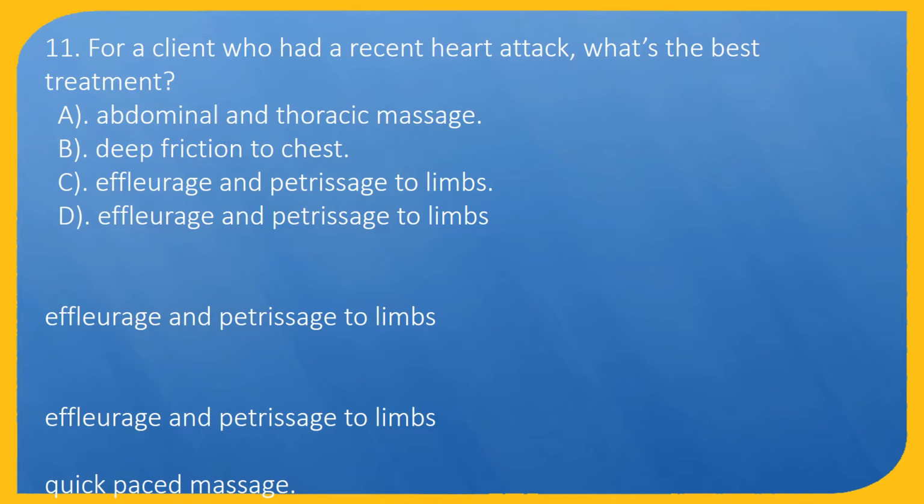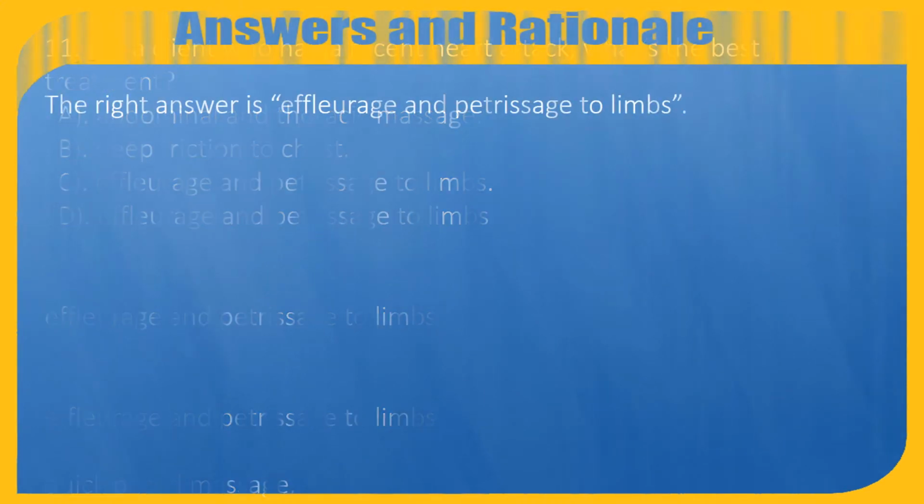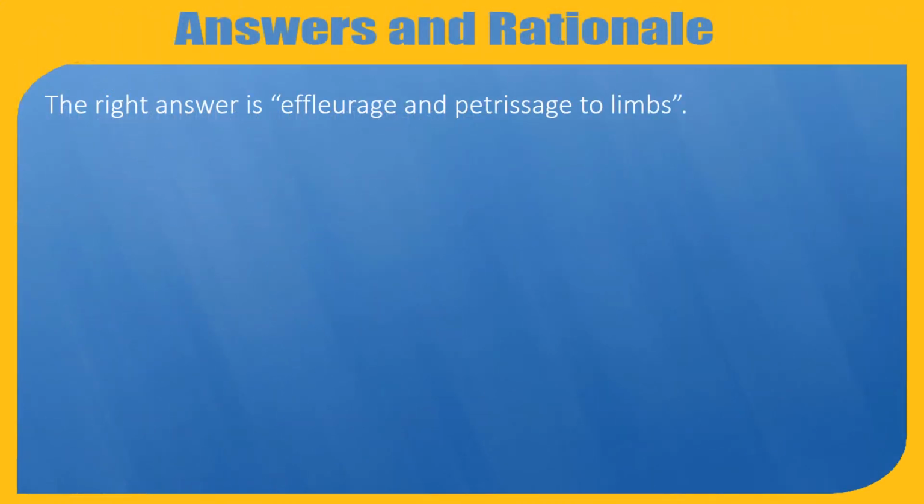Question 11. For a client who had a recent heart attack, what's the best treatment? A. Abdominal and thoracic massage. B. Deep friction to chest. C. Effleurage and petrissage to limbs. D. Quick paste massage. The right answer is effleurage and petrissage to limbs.